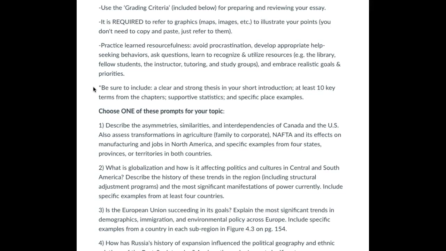Supportive statistics are very helpful as well. The book highlights a lot of those, and I've referred to some of them in the mini lectures. And then very important here, specific place examples. So this is a great way of demonstrating that you're understanding what you've learned and that you're processing it, and even creating patterns, recognizing and defining patterns that you're seeing as well.